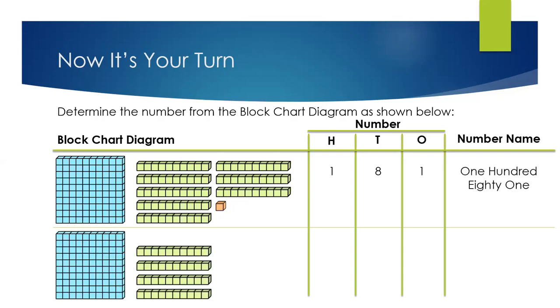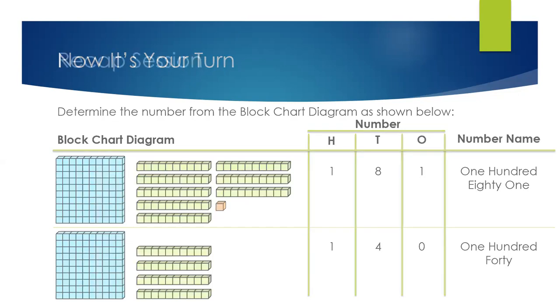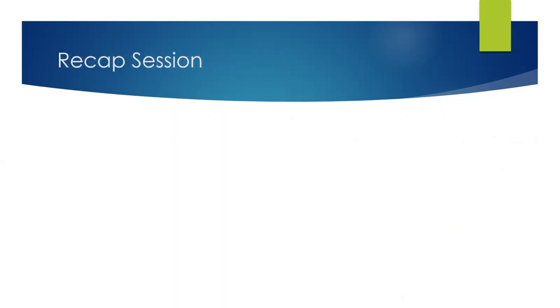Here is another question. Here we are having some block chart diagram representing a three-digit number. Here we are having how many hundreds? Here we are having 100. How many tens we are having? We are having 1, 2, 3, 4. We are having 4 tens. Now, how many ones does this number have? We cannot see any ones. So the number of ones is 0. So the number formed is 140.